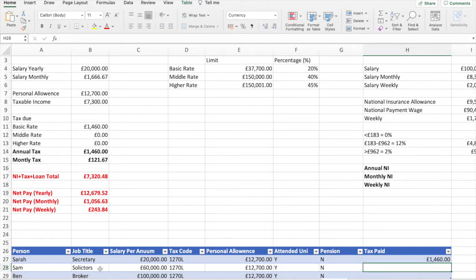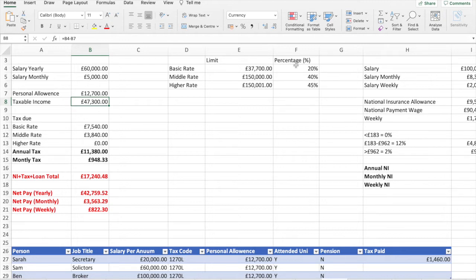1,460. Next we have Sam the solicitor. We're going to change the yearly salary over here to 60,000. Sam is on £5,000 a month. Her personal allowance is the same as we've seen before. Her taxable income has changed. Taxable income in Sam's case would be 60,000 minus her personal allowance, which we have to be 47,300. This is above the basic rate.